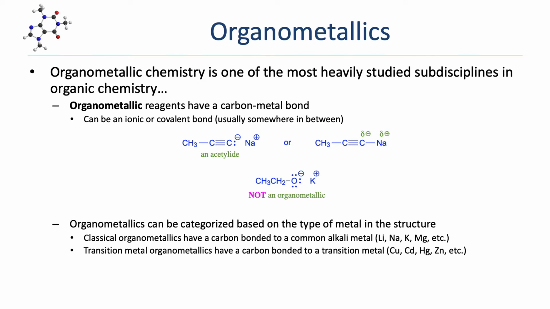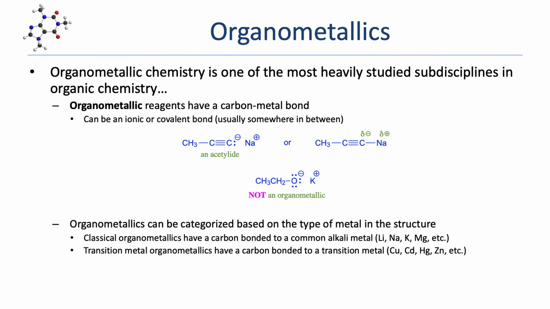You may have already seen acetylide ions, which are organometallic reagents prepared from terminal alkynes. As you can see in the examples, the carbon-metal bond of an organometallic reagent can be drawn as either a covalent or ionic bond. In reality, most carbon-metal bonds fall somewhere between those two extremes.